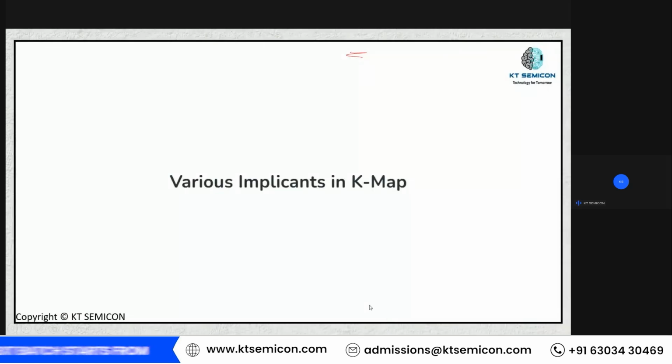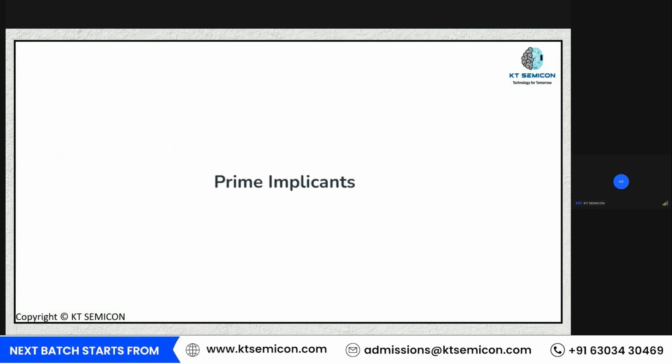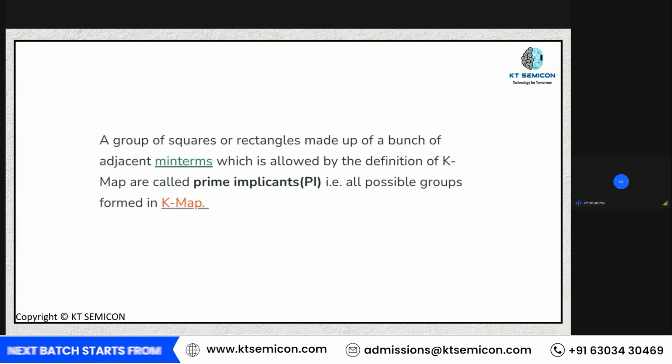In this session, we are going to discuss implicants in K-map. So before that, let me share my screen. Now, there are various implicants in K-maps, like prime implicants, essential prime implicants, redundant prime implicants, and selective prime implicants. Now, first of all, let us try to understand prime implicants.